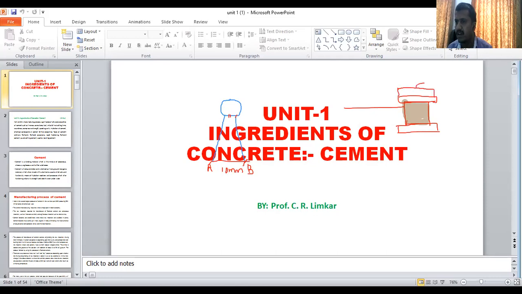The weight is of 100 grams. Why we are going to keep the weight? Just because if there is excess lime and magnesia, what is going to happen? There will be change in the volume. Okay, and if there is some expansion, that expansion will expel the cement paste out of this mold.